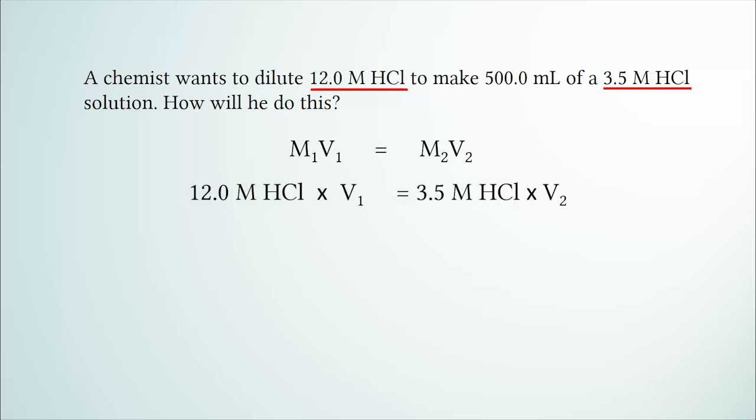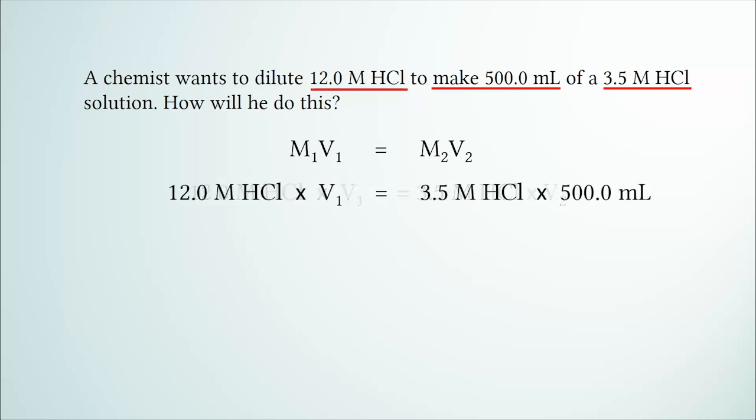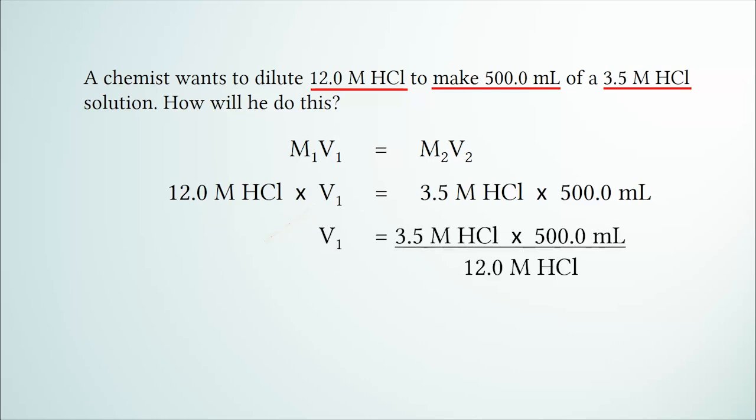He wants to make 500.0 milliliters after he's done the dilution, so that will be our final volume, or our value for V2. We just need to figure out the original volume to dilute, or our V1. We can set up our equation so that we are solving for V1, and we have 3.5 molar times 500.0 milliliters divided by 12.0 molar. The molar units cancel, so our V1 value is 1.5 times 10 squared milliliters. Our answer needs to have two significant figures.